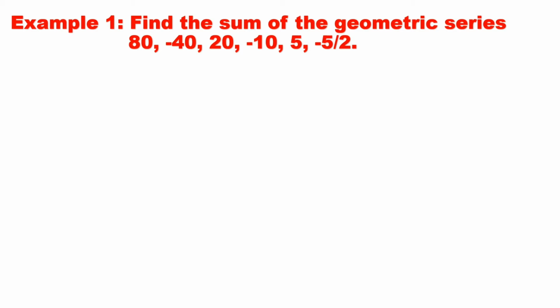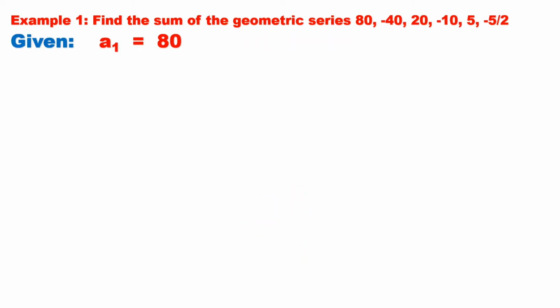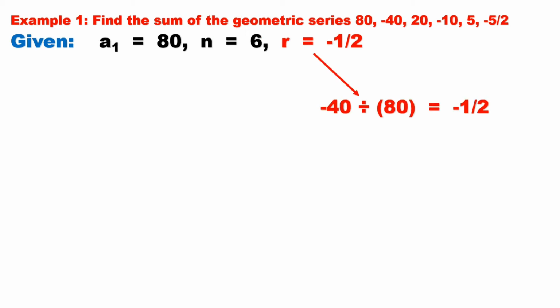Example 1: find the sum of the geometric series 80, negative 40, 20, negative 10, 5, and negative 5 halves. To identify the given, a sub 1 or the first term equals 80, n or the number of terms equals 6, r or the common ratio is negative 1 half. Negative 1 half came from negative 40 divided by 80, common divisor is 40. That's why we have negative 1 half. And the missing is S of n.